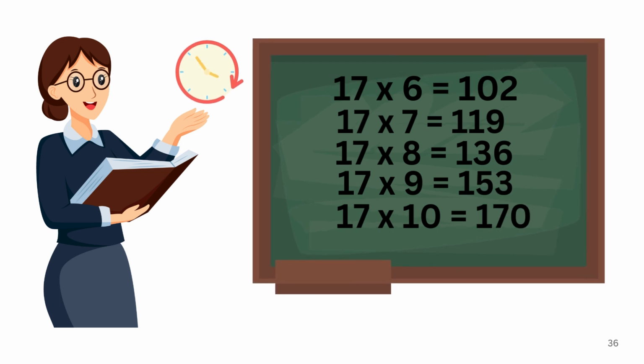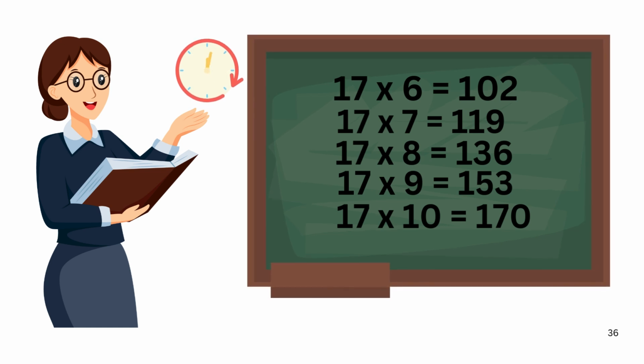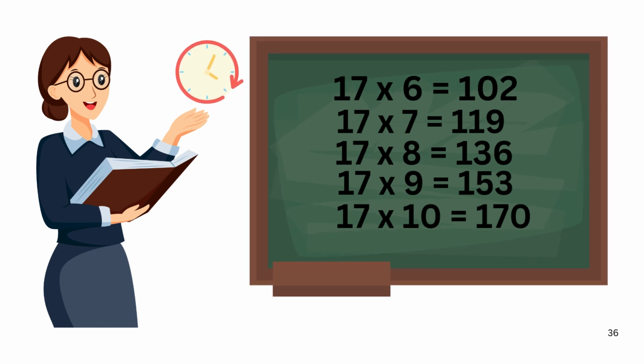17 multiplied by 6 is equal to 102. 17 multiplied by 7 is equal to 119. 17 multiplied by 8 is equal to 136. 17 multiplied by 9 is equal to 153. 17 multiplied by 10 is equal to 170.